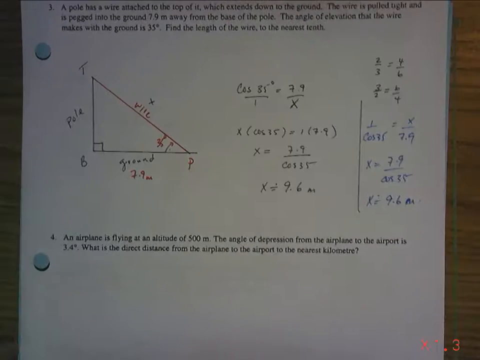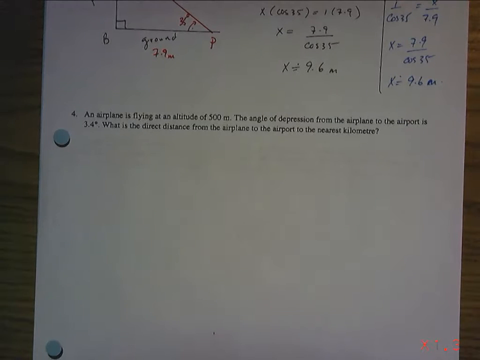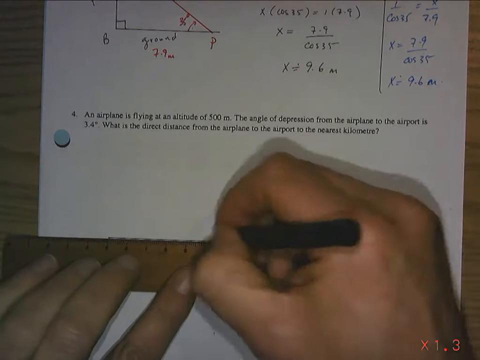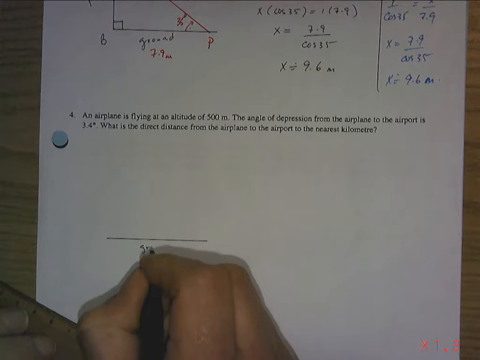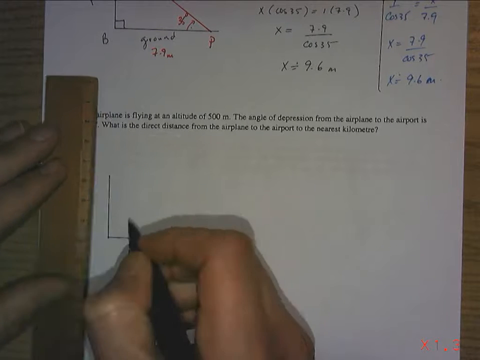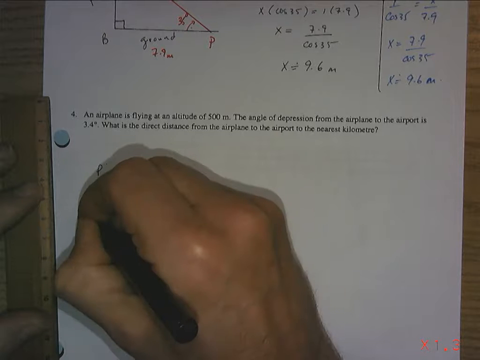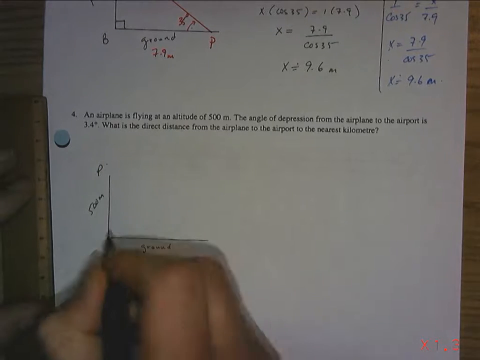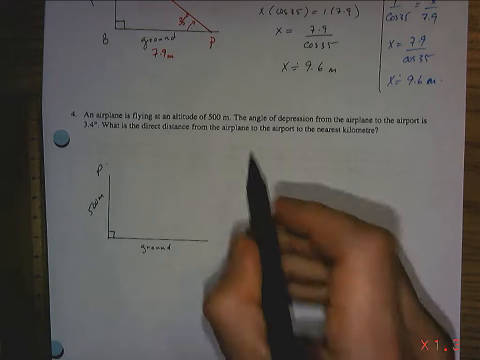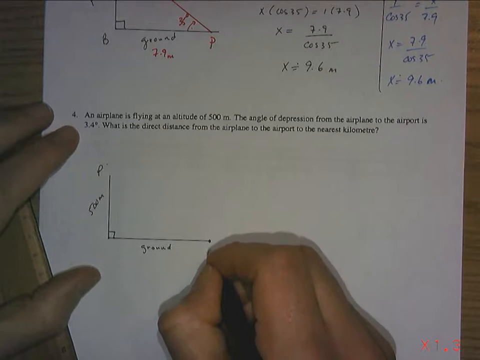Okay, example number 4. We'll finish this off. An airplane is flying at an altitude of 500 meters. Okay, already, if I'm going to have an altitude, I need a ground. If I'm going to have an altitude, I got to have up in the air. So I've got a plane, and the airplane is traveling at an altitude of 500 meters above the ground, and that's going to be from directly underneath the plane. The angle of depression from the airplane to an airport. So we have an airport out here.